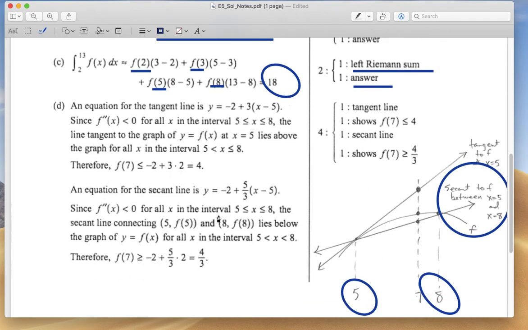You can go ahead and read their explanation here. It's twisted, but the picture does a lot. Where do the points hang out here? Well, you get a point for figuring out the equation of the tangent line. You get a point for figuring out the equation of the secant line. And then these 2 points right here are sort of arguments that this picture is valid.